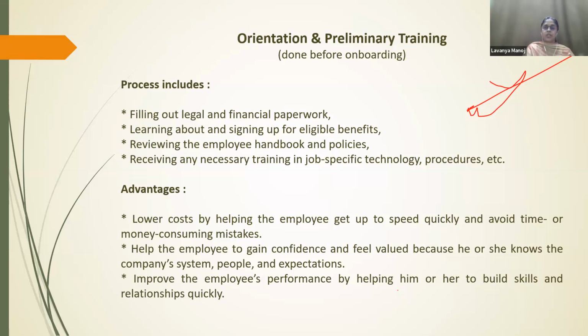So that's called orientation or preliminary training. First is filling out the legal and financial paperwork, like signing off the documents. If there is a contract period to work in the organization for 1 year or 2 years, those documents. The forms, like filling up the forms for PF, for gratuity, or whatever it is. Those are the legal and financial paperwork. The employee has to sign it.